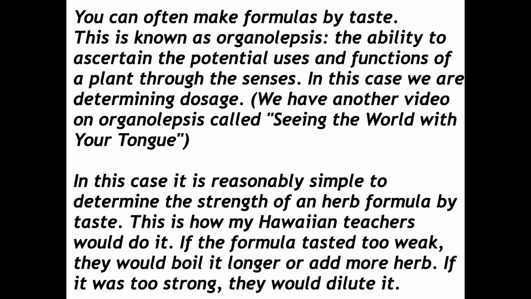But what my Hawaiian teachers were doing was using organolepsis to see how strong the formula was. So they would make a formula and then taste it, and if it tasted too weak, they would either add herb or boil it more. These were often infusions and decoctions, so if it was too weak, they would add herb or boil it longer, and if it was too strong, they would dilute it. Now, using the tongue is actually a remarkably accurate way of sensing the quality of an herb and how strong you might want to make it.